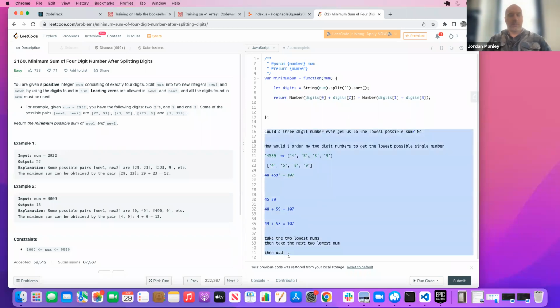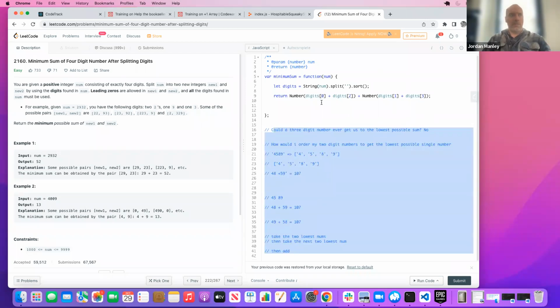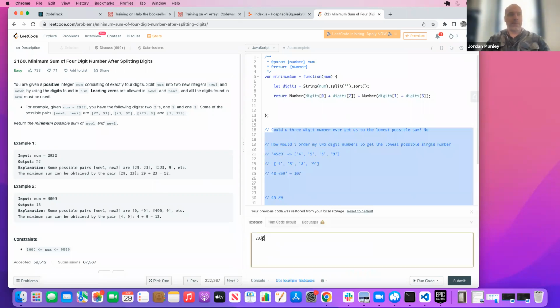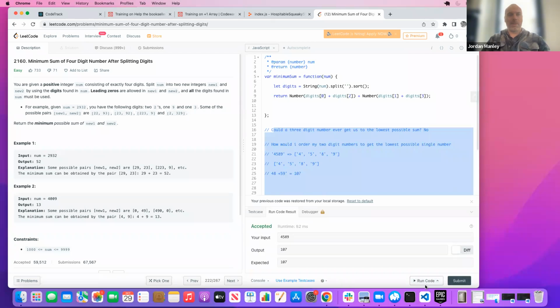So let me comment out all of this. Now, we haven't used LeetCode that much in this class. On LeetCode, you do not have, unfortunately, the same robust testing environment as you do on CodeWars. So I open up my console here. Here is a test case. I'm just going to use the one I just used there, 4, 5, 8, 9 for right now. We run our code. Clicking on run code here is the same as clicking on test in CodeWars. And we see, yes, 4, 5, 8, 9 was the input. Our output is 107 and the expected output is 107.